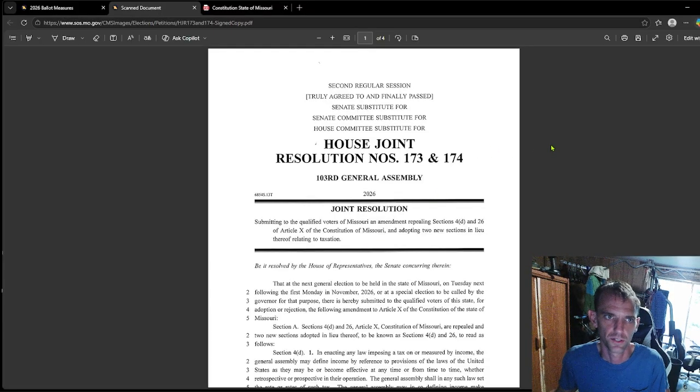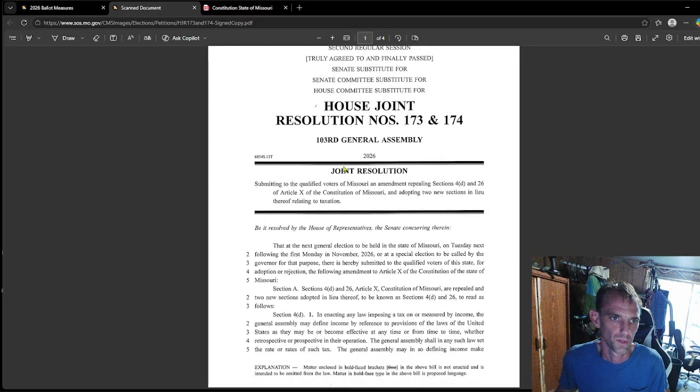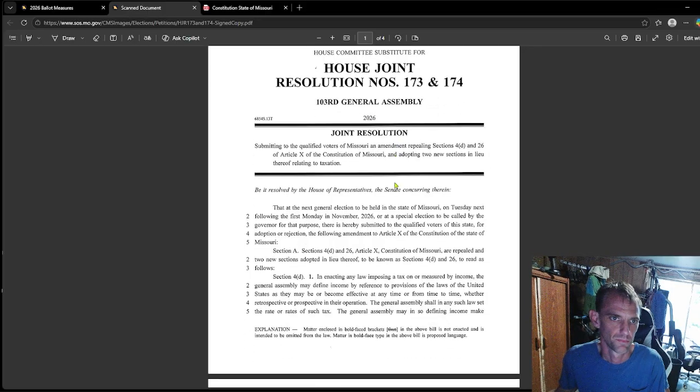Second regular session, truly agreed to and fully passed. Senate substitute for Senate committee substitute for House committee substitute for House joint resolution 173 and 174, 103rd General Assembly, 2026.